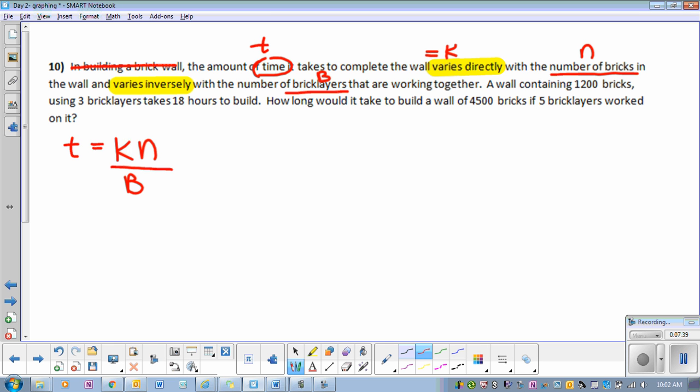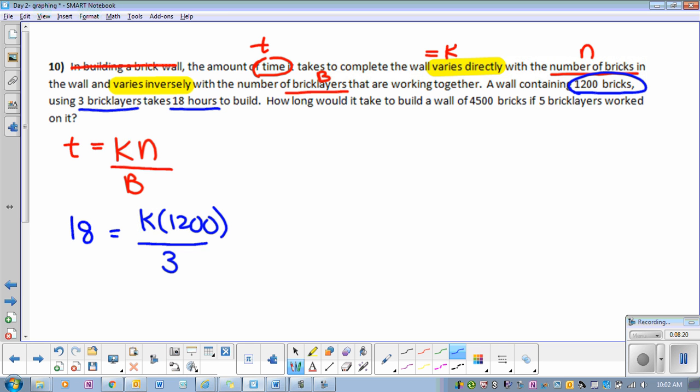And then let's use the next pieces of information to find K. A wall containing 1,200 bricks. Which one is that, N or B? That'd be N, right? Because we call the number of bricks N. We don't know K. Using 3 brick layers, well then that's 3 on the bottom, right? Takes 18 hours, well then that's time. Right?